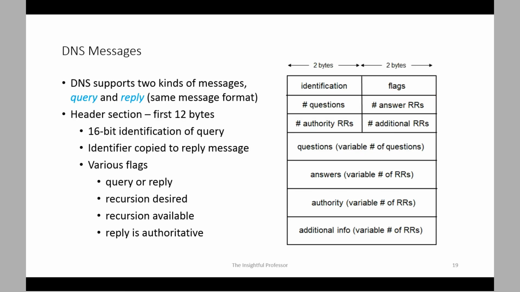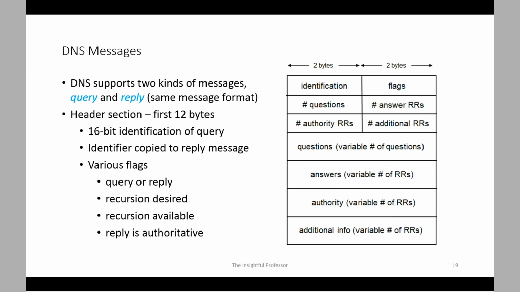The messages sent between communicating hosts are contained within packets. When dealing with DNS, there are two kinds of messages. There's a query message and a reply message. Our figure here provides some information about the structure of the message. The same format applies to both query and reply messages. First, there's a header section that consists of 12 bytes. So this will cover the identification, various flags, and some other information.